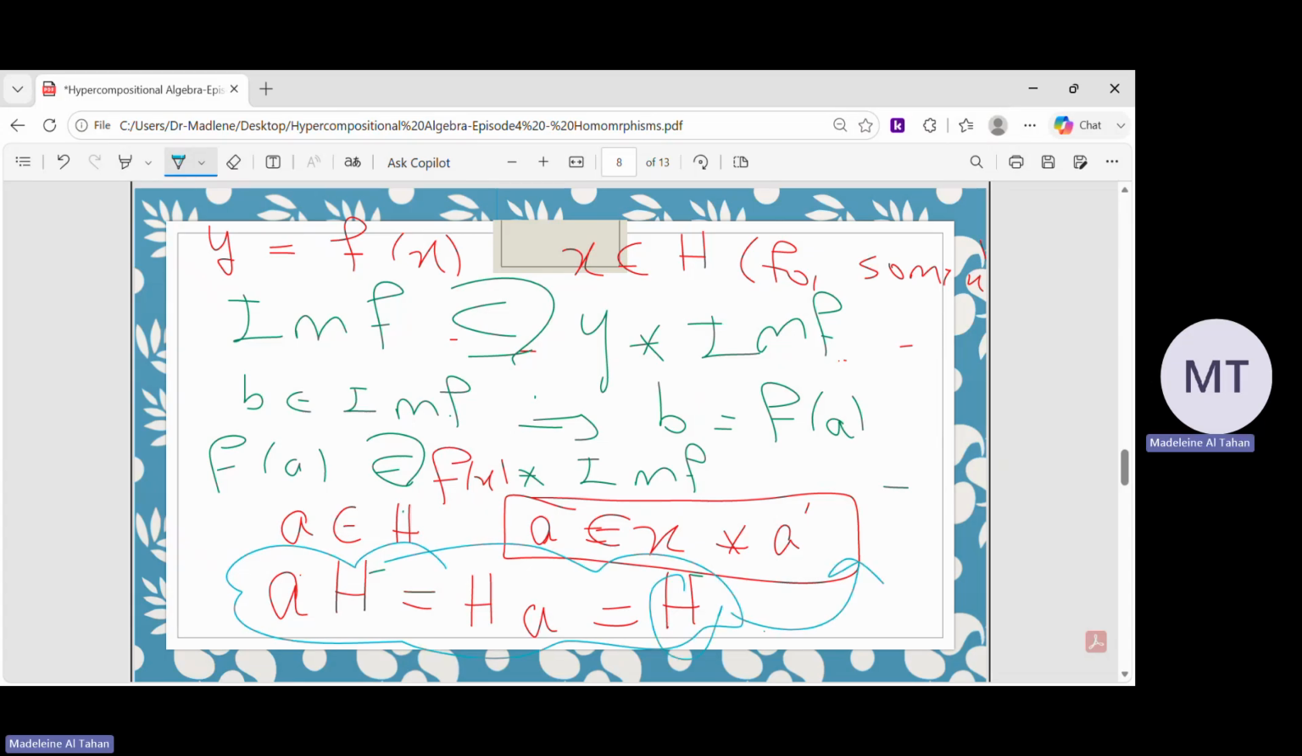A belongs to H or XH. It means that A is in X star A prime. And we're done with the proof.